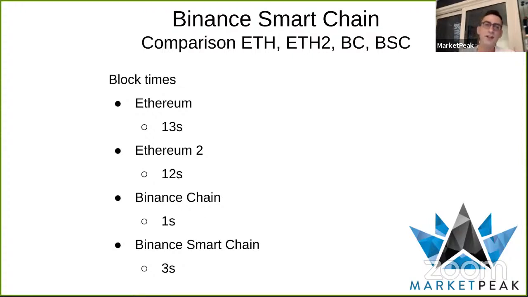Block times. On Ethereum, they were a bit longer when Ethereum started out. They are now down to about 13.2 seconds per block. On Ethereum 2, it's about 12 seconds per block. On Binance chain, and here we see a big difference, we have 1 block every second. So Binance chain is faster, definitely, which is one of the core goals for Binance chain, to be extremely fast, and it is. And on Binance Smart Chain, we have a block time of about 3 seconds on average. So again, it's quite a bit faster than Ethereum or Ethereum 2.